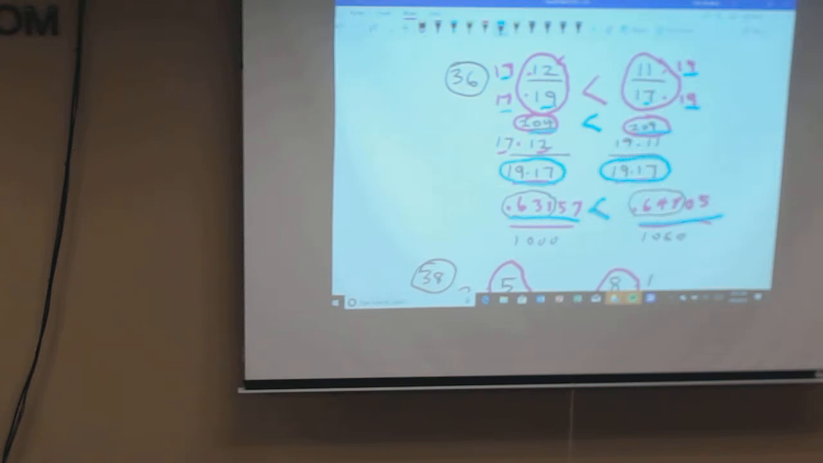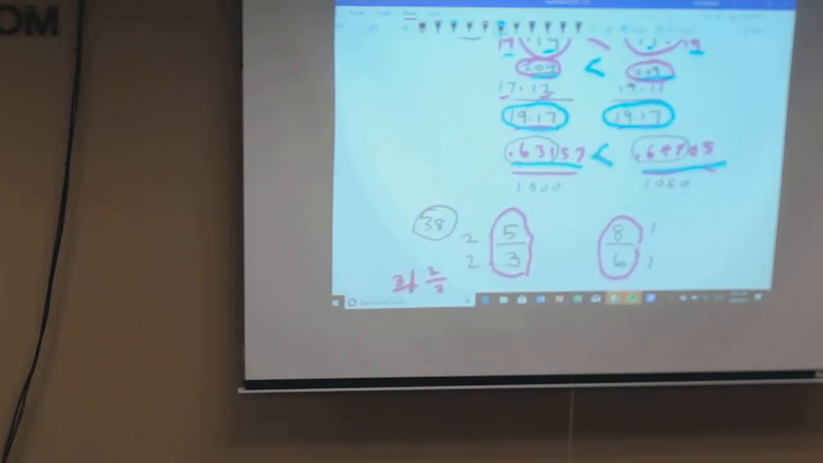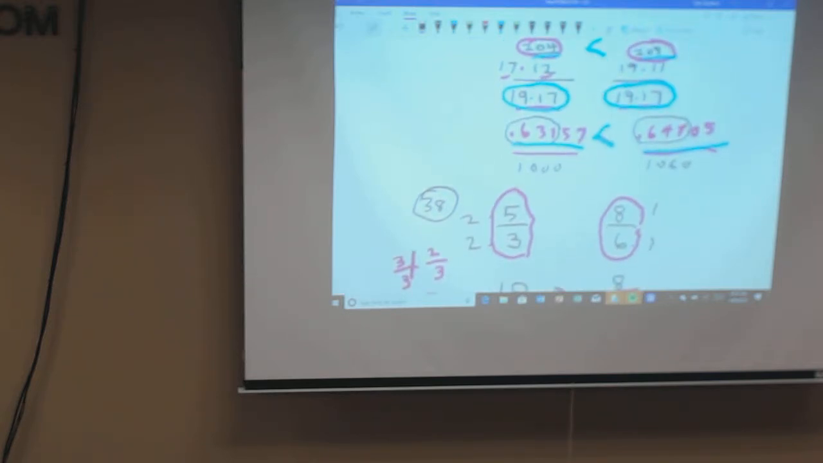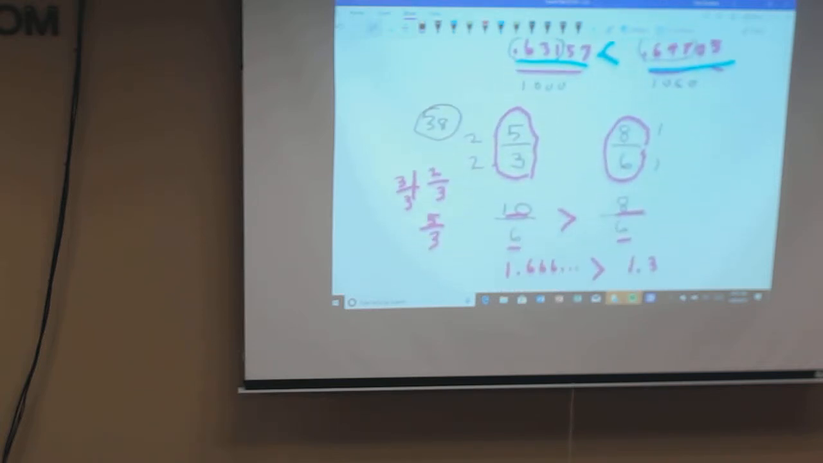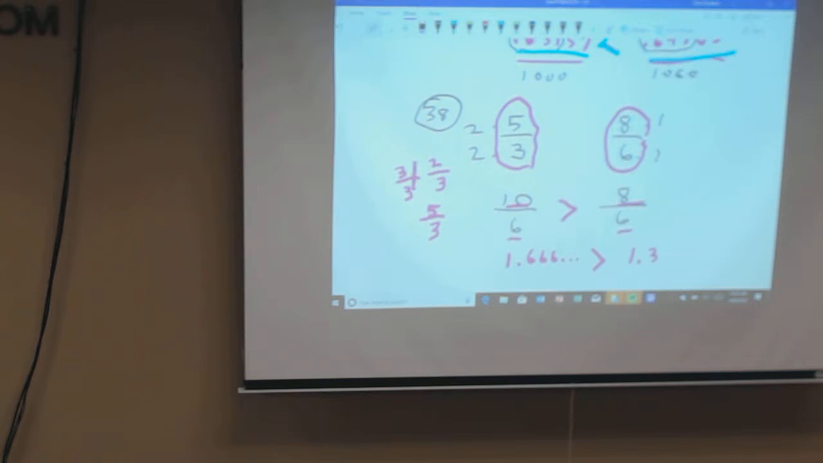If you don't like fractions... but you can tell by the way I work problems, I just love fractions. But for those who don't like them, you can use your calculator with decimals to find this stuff out. Number 38: 1 2/3, and I changed that to 5/3.